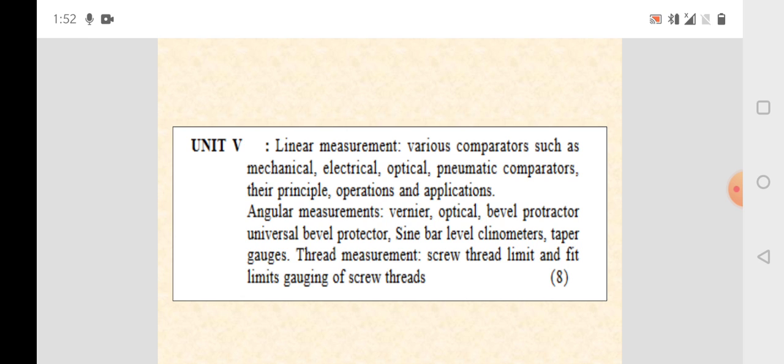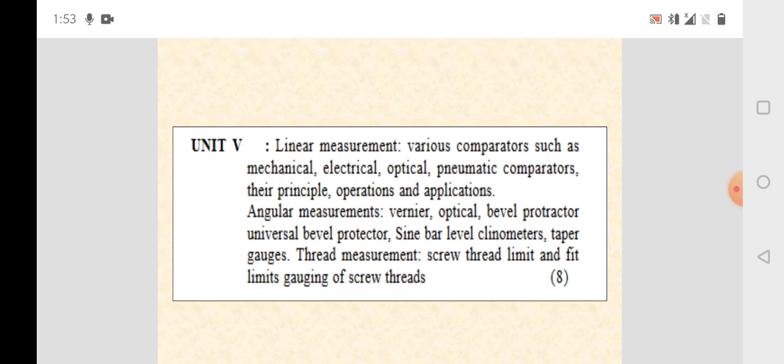That value is further amplified with the help of some optical setup, and we can have a better reading. Then pneumatic comparators are there, their working principles, their operations and their applications. These we are going to see in the first part.